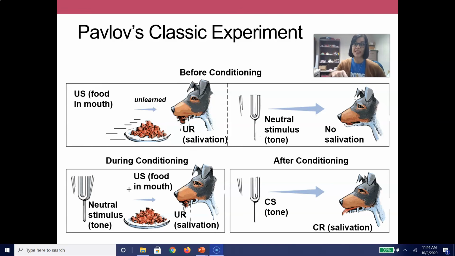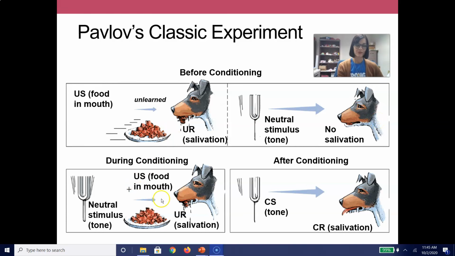Now, on the other hand, if I take a tuning fork or ring a bell, that is a neutral stimulus. On its own, it does absolutely nothing. And as you can see, if I whack a tuning fork and produce a sound, the dog does not salivate. This dog's really cute, by the way.